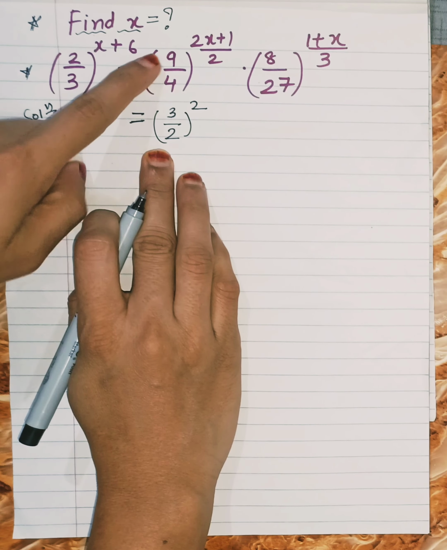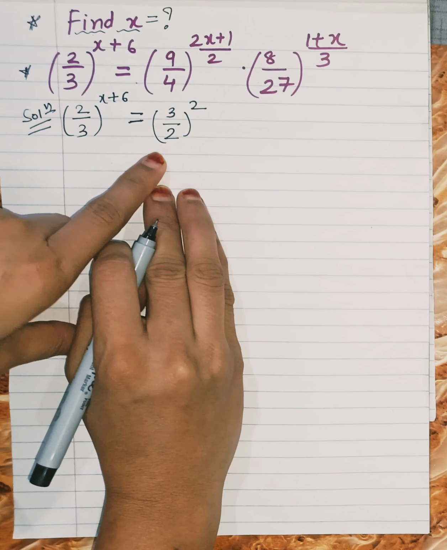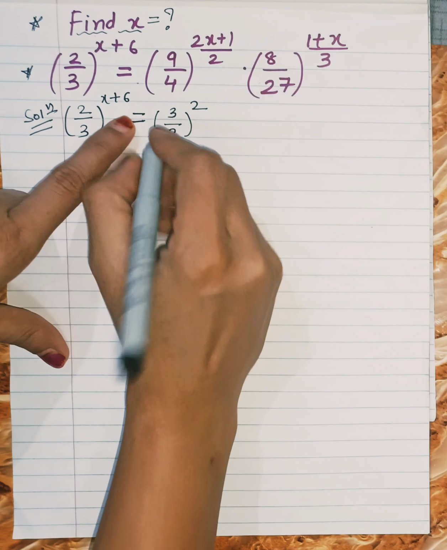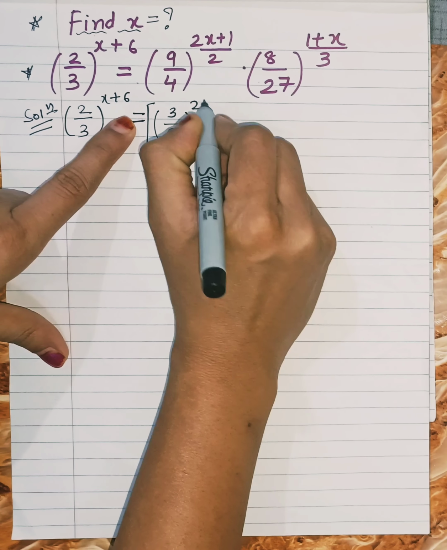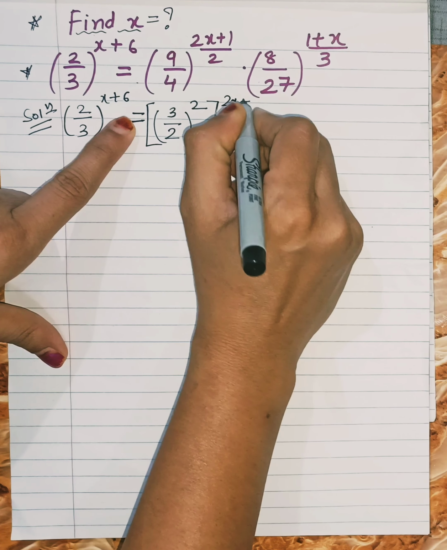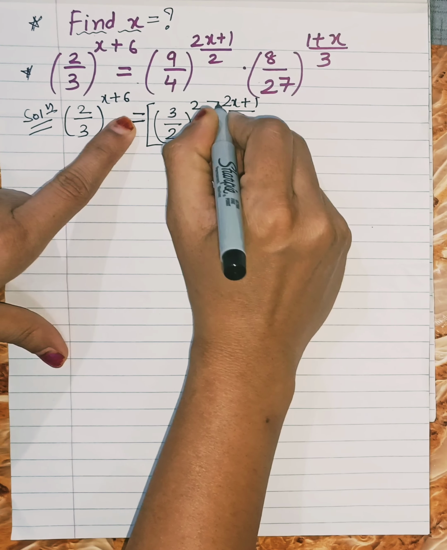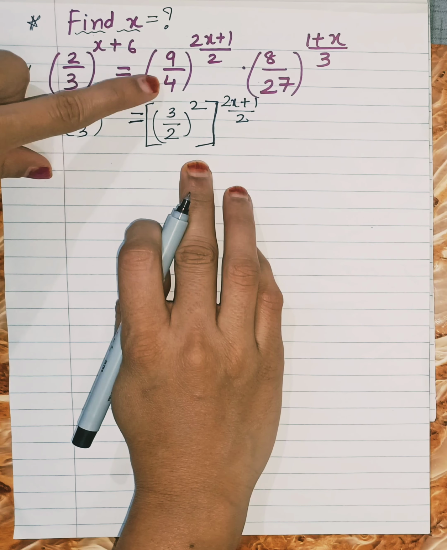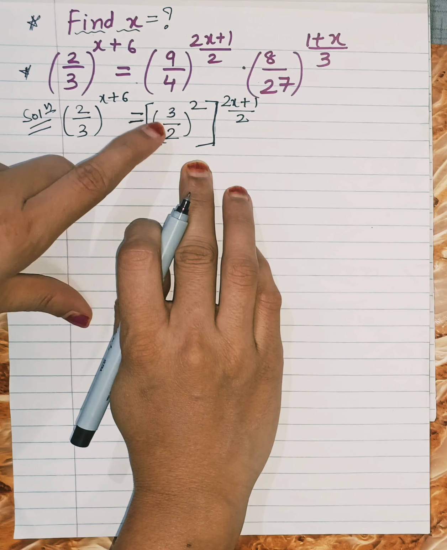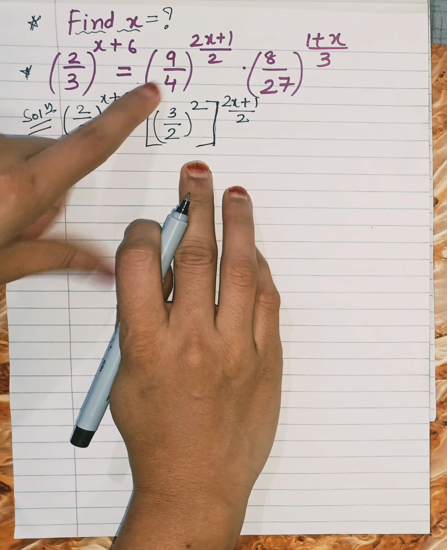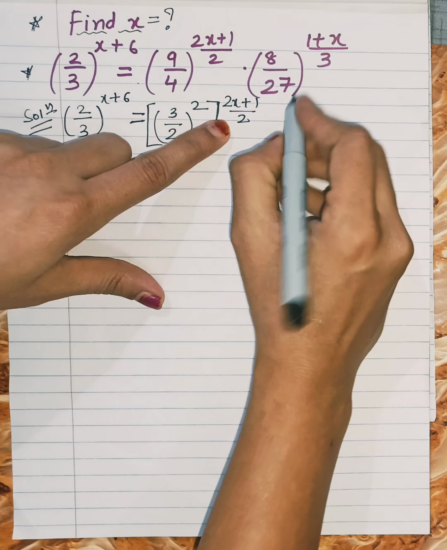So in place of 9/4, what we are putting? We are putting (3/2) the whole squared, and this power, 2x+1 upon 2, I am keeping as it is. I hope this much part is clear to you. In place of 9/4, I have kept (3/2) squared. If you square this, you will get 9/4, and this part I have kept as it is.